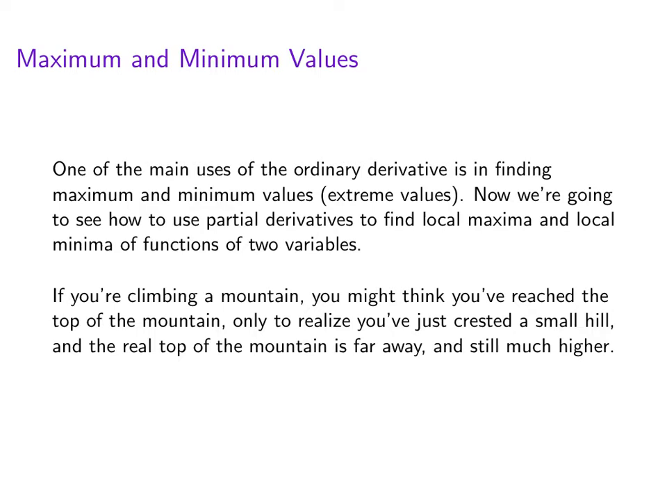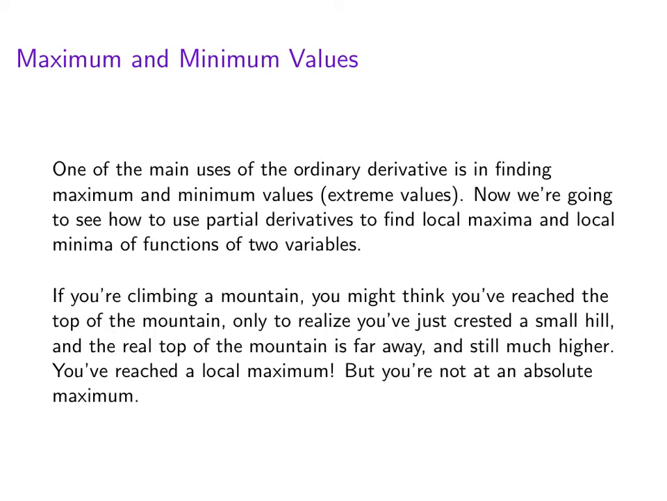Let's say you're climbing a mountain, and you're trying to get to the very highest point. You might think you've reached the top of the mountain, but then it turns out you're actually at the top of a little hill. And the real top of the mountain is far away and a lot higher. You've reached a local maximum. Just in your small area, it's the highest point, but there is a yet higher point farther away. You're not at an absolute maximum.